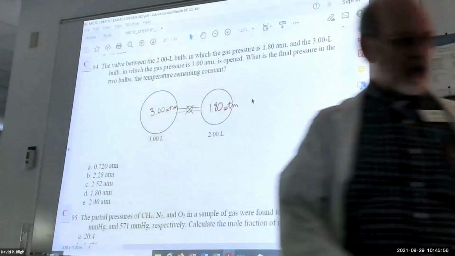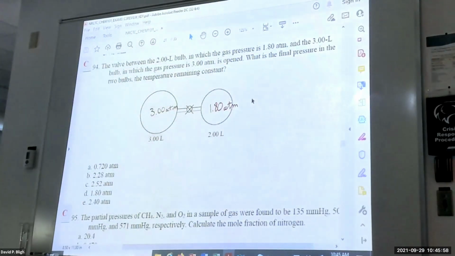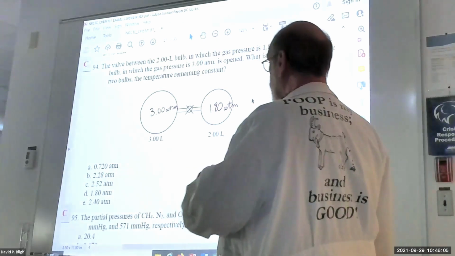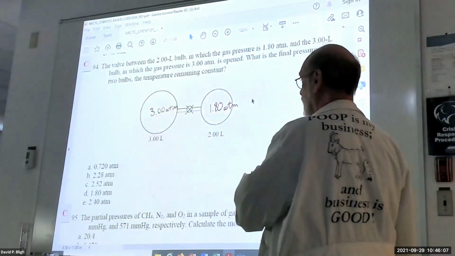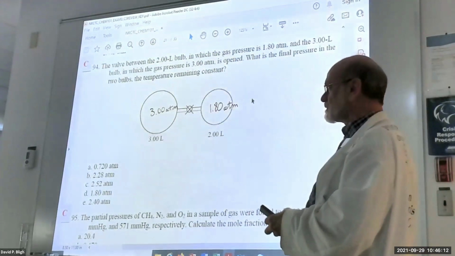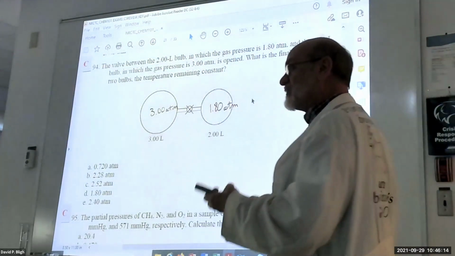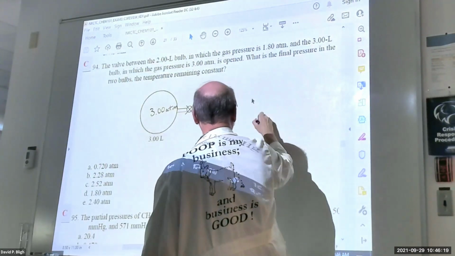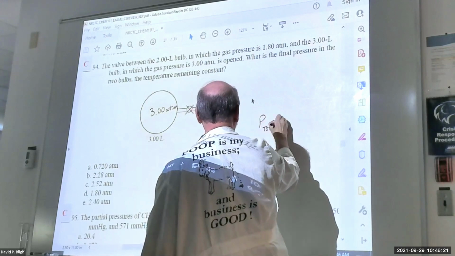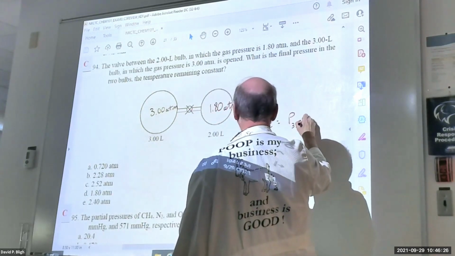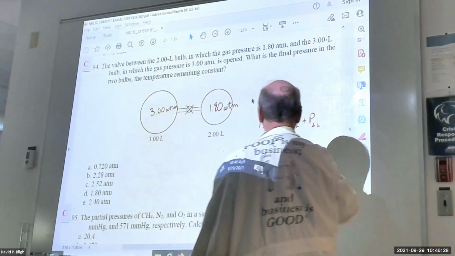So at first glance, this looks like an unsolvable problem, until you realize that regardless of what gases are contained in here, doesn't matter what the gas is, you can treat them as gas A and gas B. Based on Dalton's law of partial pressure, we want to know the final pressure, the total pressure. Then we just need to know the pressure of the 3 liter plus the pressure of the 2 liter.